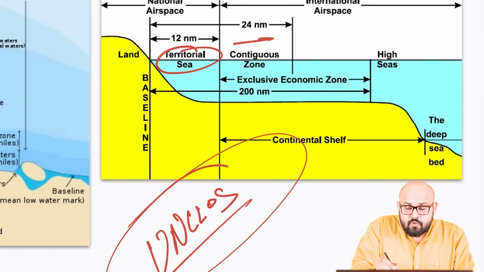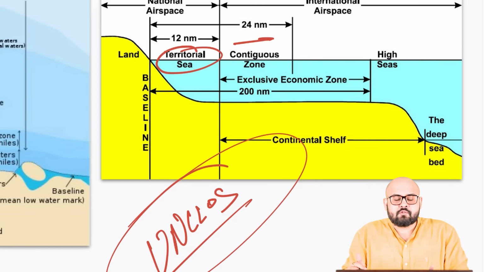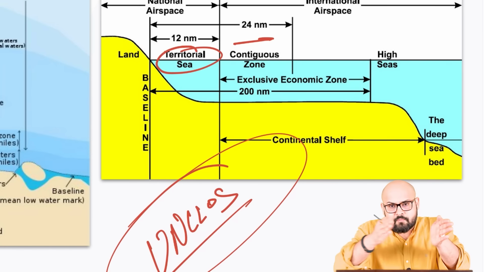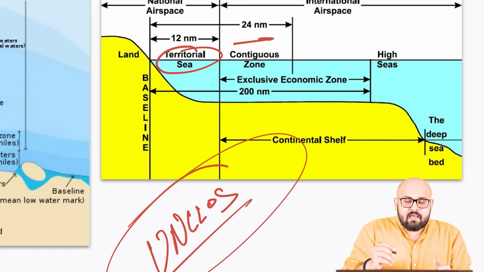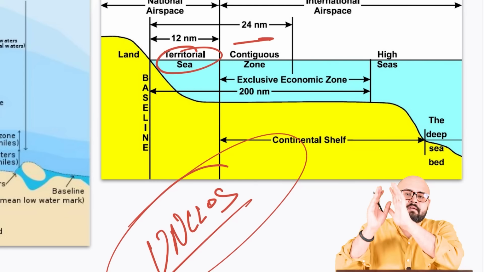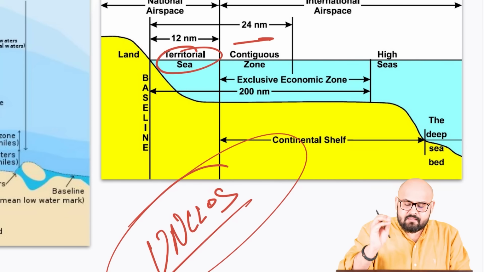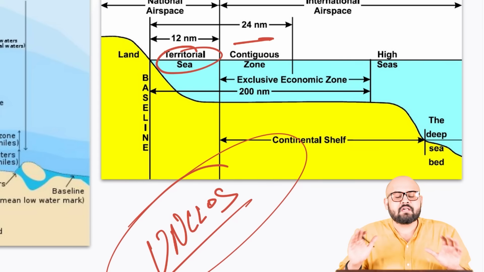Then there is a contiguous zone of another 12 nautical miles. So if you look from the baseline, it is almost 24 nautical miles. Over here, the country has no sovereign right over the airspace, but it has rights over the bottom of the ocean and the surface of the ocean.